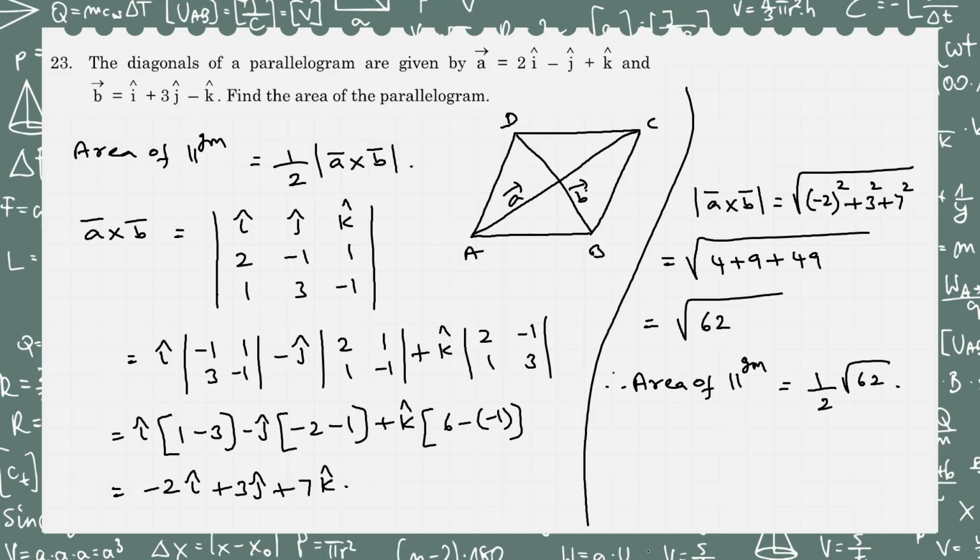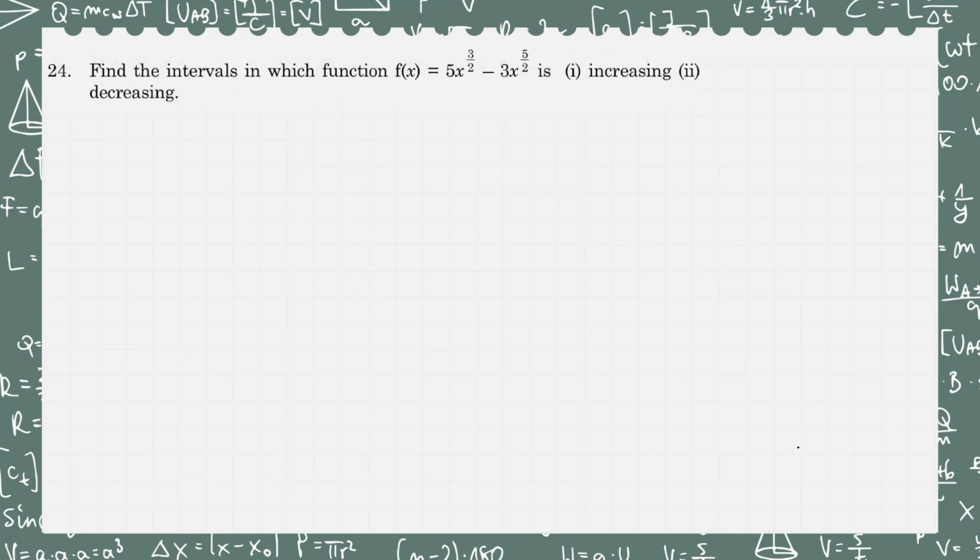We cannot break root of 62 further, so we cannot simplify this further. This is the final answer. So for area, write square units without fail. Let's move on to the next sum.